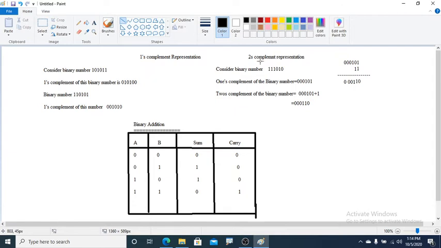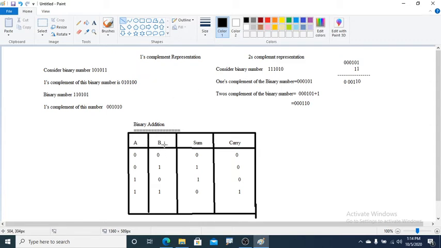So now we are representing 2's complement representation. The binary number is this one, and first we have to take the binary number's 1's complement. Further we have to add 1 at the LSB position. Once you add the 1 at the LSB position, finally we get this result. This is called 2's complement of this binary number. So again we learned binary addition as well.